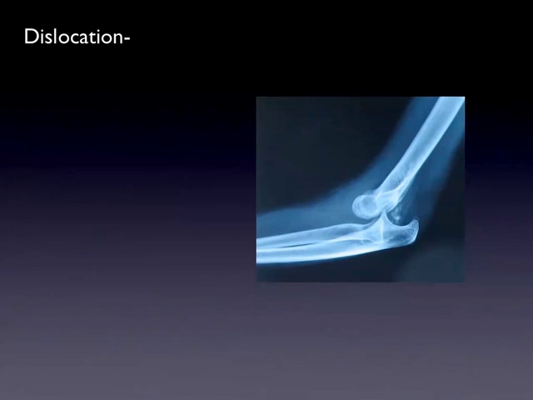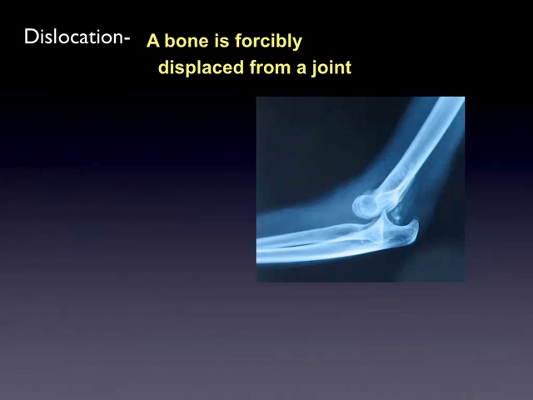The last thing to talk about today is a dislocation. A dislocation is when the bones of a joint come out of their proper position. For example, this joint has been dislocated. This is an elbow. This is the bottom of the humerus. This is the area that should fit into this concave area in the radius, but obviously it's out of place.